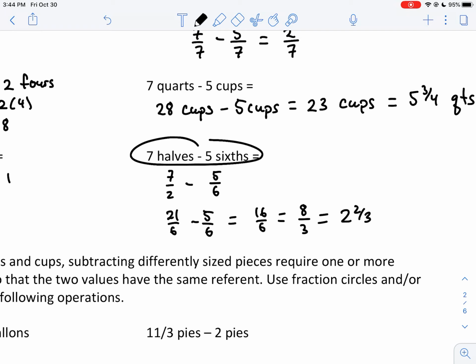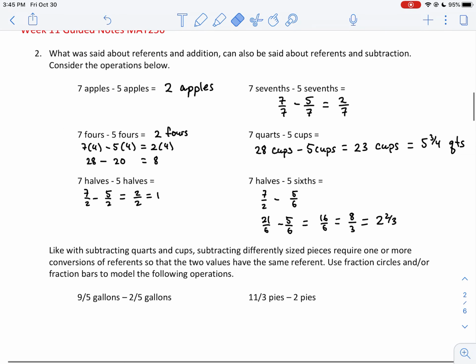That's going to be 2 and 2 thirds of something. I didn't specify what we were actually thinking about here, just showing that halves and sixths don't combine, no matter what it is you're thinking about, as long as you're thinking about the same thing. So this had to be 7 halves of something and 5 sixths of the same thing, because you would get an even more bizarre answer if I said 7 half dollars plus 5 sixths of a quarter. Right, because a dollar and a quarter aren't the same amount, and you can get even a more different answer.